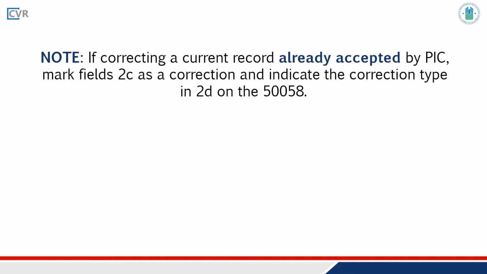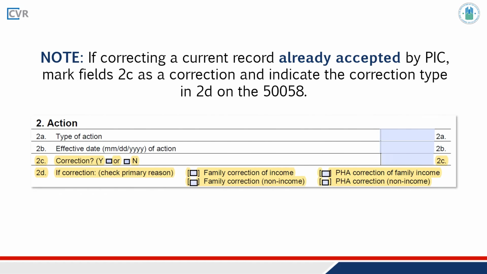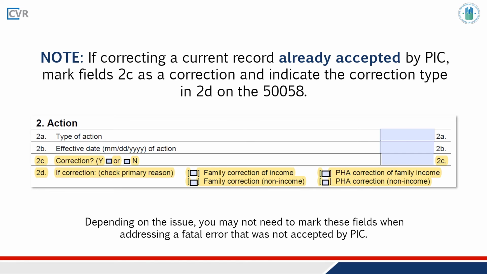Note, if correcting a current record already accepted by PIC, mark fields 2C as a correction and indicate the correction type in 2D on the 50058. Depending on the issue, you may not need to mark these fields when addressing a fatal error that was not accepted by PIC.